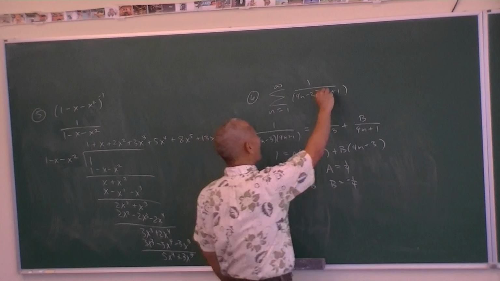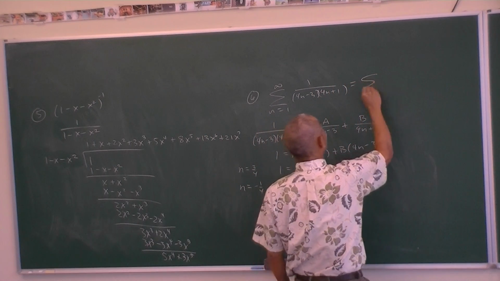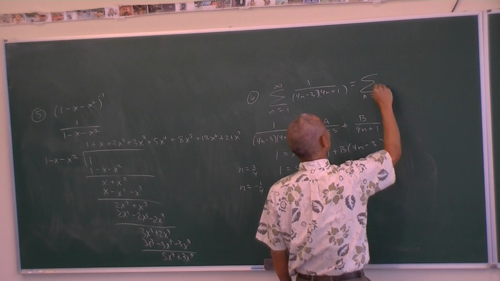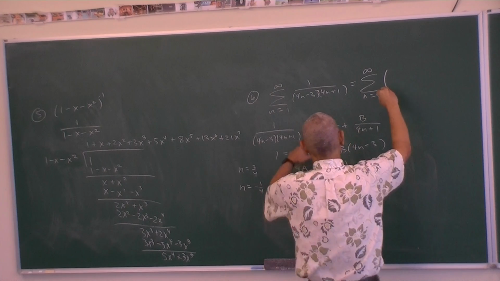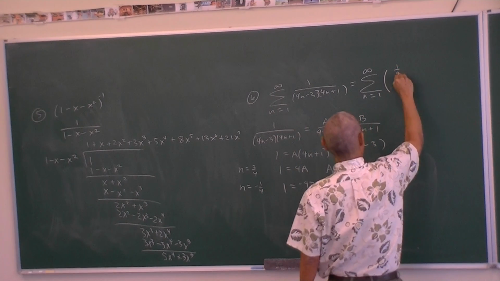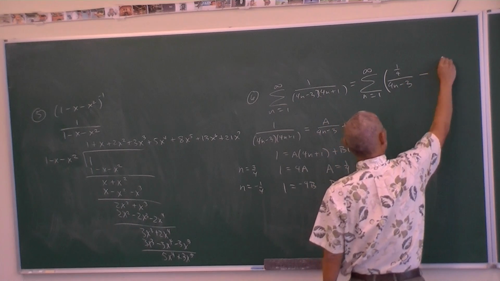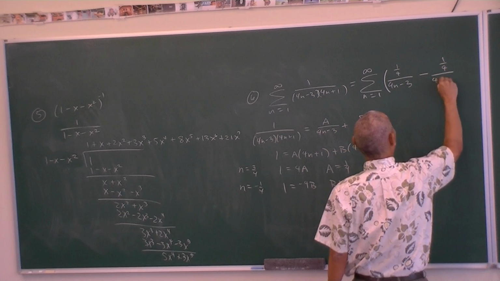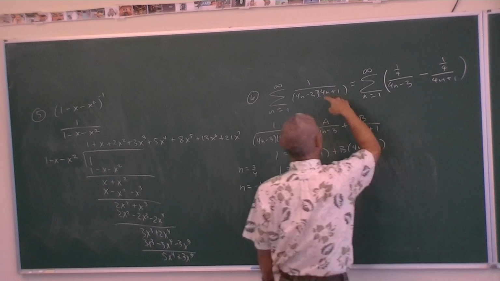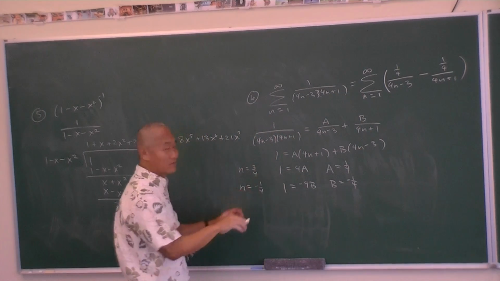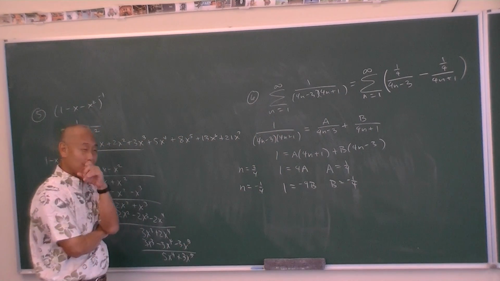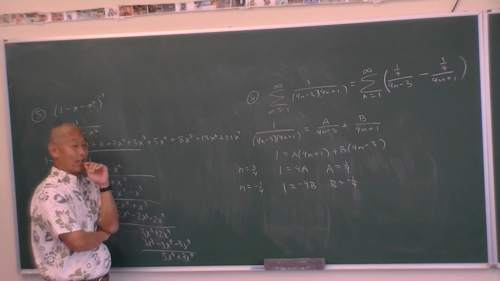Mr. Park, does this problem stay the same as what is A? 1/4 over 4n minus 3 minus 1/4 over 4n plus 1. All I did is just decompose it into the partial fractions. Everybody see that? Okay, now you ready?